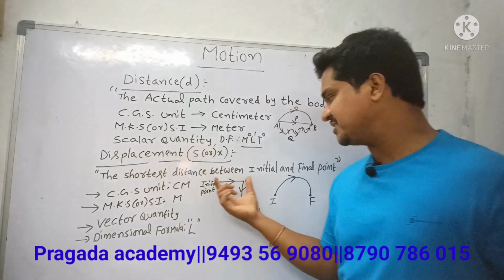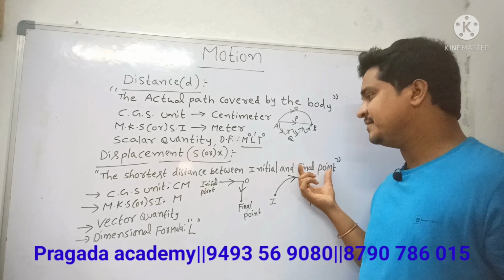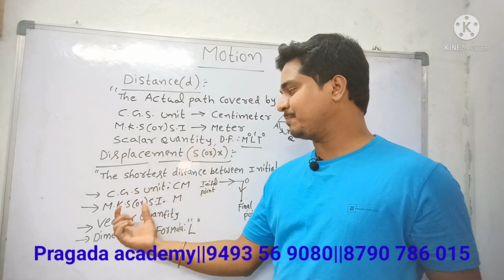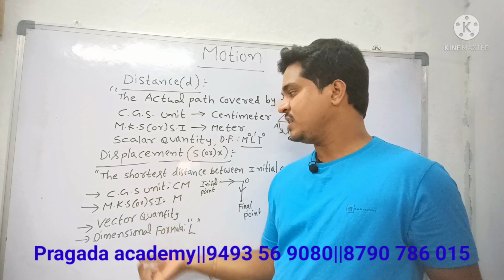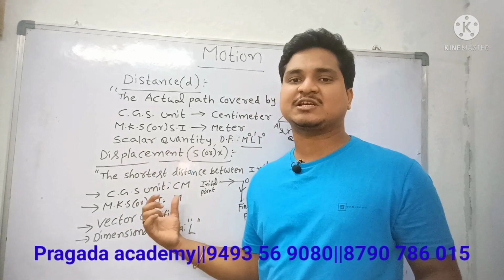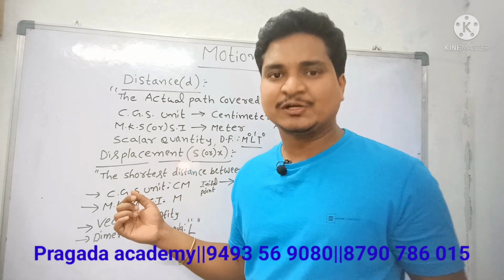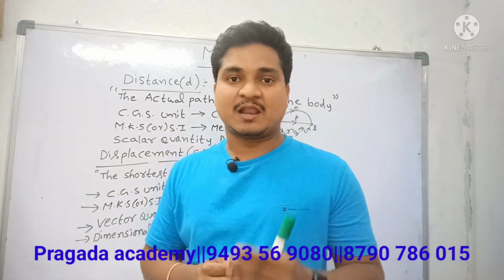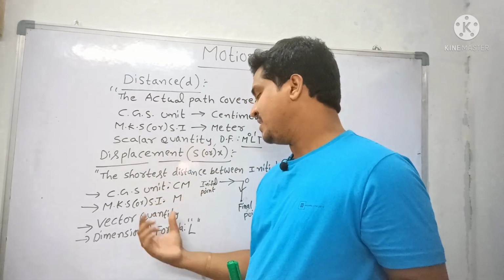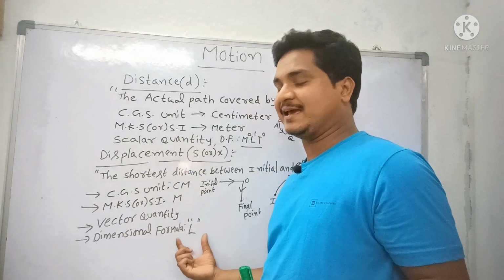Displacement we can represent with capital S or small x. The shortest distance between the initial and final point is called displacement. The CGS unit is centimeter, the MKS or SI unit is meter, and displacement is a vector quantity. Vector quantities are physical quantities having both magnitude and direction and also obeying the laws of vector addition. Then only we can say those quantities are vector quantities. The dimension formula will be capital L.